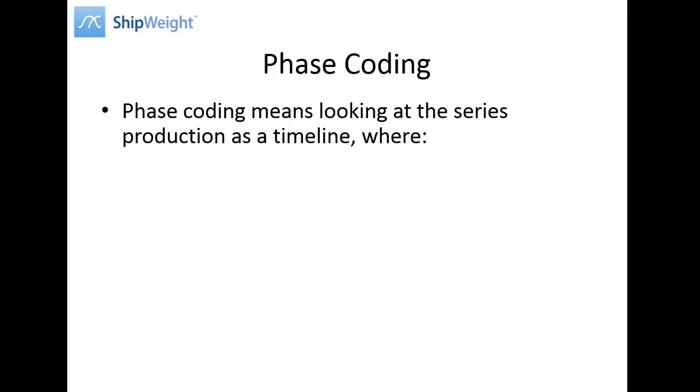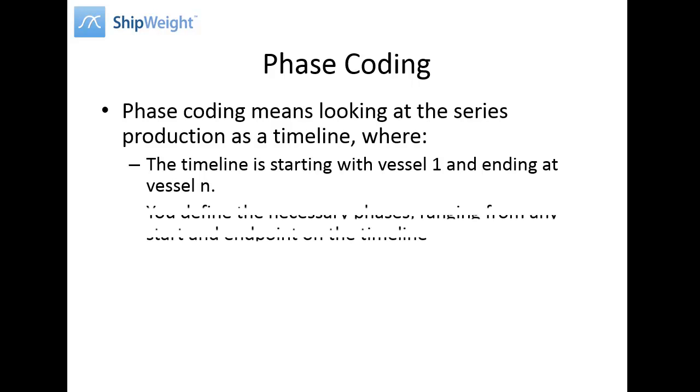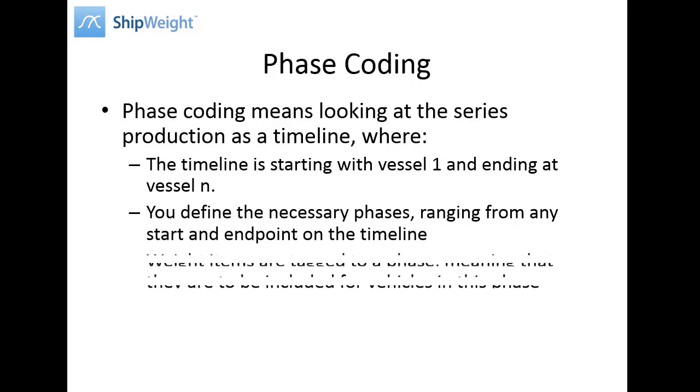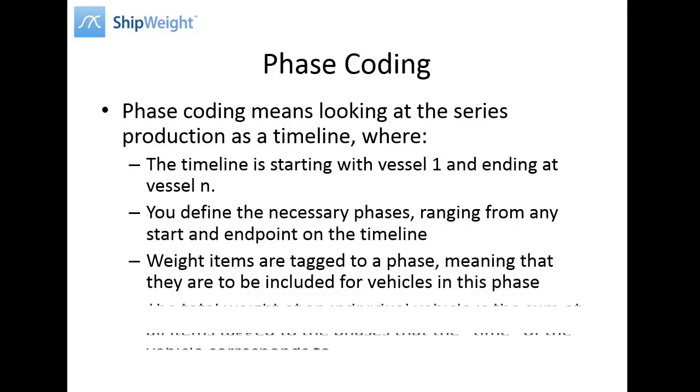Phase coding means looking at the series productions as a timeline, where the timeline is starting with vessel number 1 and ending at vessel number n. You define the necessary phases ranging from any start and end point on the timeline, and weight items are tagged to a phase, meaning that they are to be included for vehicles and vessels in this phase.